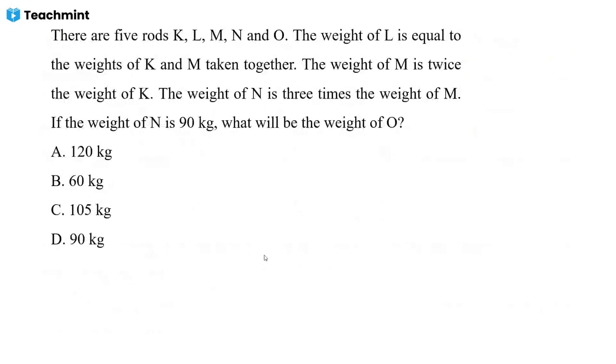Now question 23, this is regarding a puzzle test or arrangement, we can say. There are 5 rods K, L, M, N and O. The weight of L is equal to that of K and M together. The weight of M is twice that of K. I think one question similar to this we discussed.